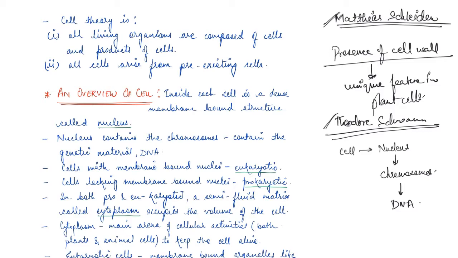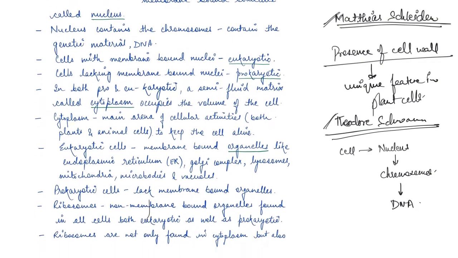Now, besides this nucleus, the eukaryotic cells have other membrane bound structures which are known as organelles. These organelles can be, say, endoplasmic reticulum, Golgi complex, lysosomes, mitochondria, microbodies, and vacuoles, right? So we have a lot of organelles inside the cells. We'll anyway study all these types of organelles later in the chapter, right?